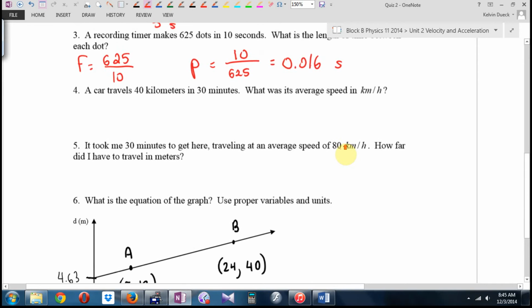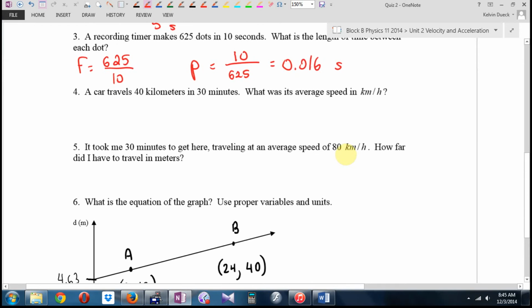Number 4, a car travels 40 kilometers in 30 minutes. What's its average speed in kilometers per hour? Kilometers per what? So I could do this as a full unit conversion. Don't write this down. I could go 40 kilometers in 30 minutes, and then I want minutes to cancel, and it's on the bottom in the first fraction, so I'll put it on the top, and I want hours on the bottom, and I could say 60 minutes is 1 hour, and I could do it like that. Or, I think most of you know, 30 minutes is what fraction of an hour?